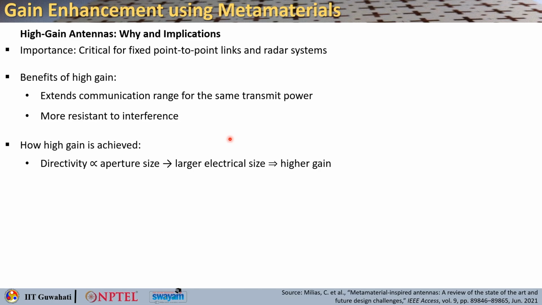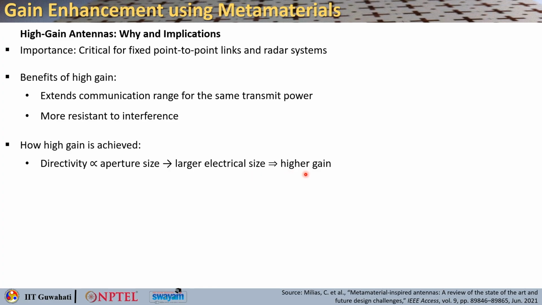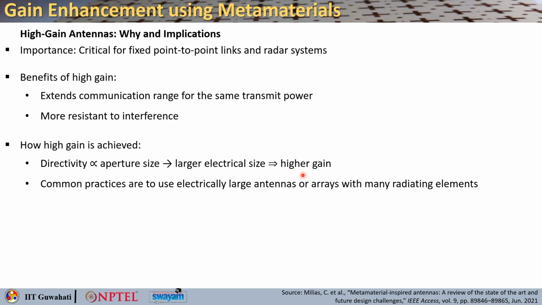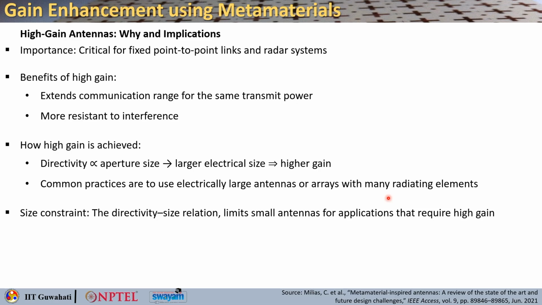The first thing is that the directivity of an antenna is proportional to its aperture size, and thus it becomes obvious that deployment of an electrically large antenna will give you higher gain. So, it is common practice to use electrically large antennas or arrays with many radiating elements for achieving higher gain. Now, all is not good here, because you cannot keep on increasing the electrical size of the antenna, because you have size constraints in any practical application.